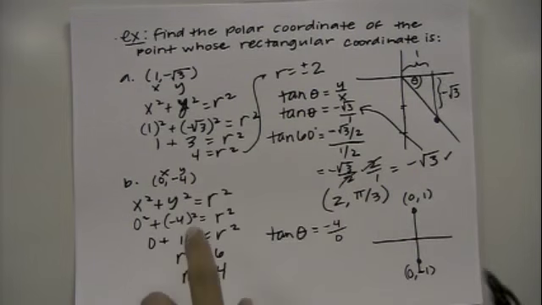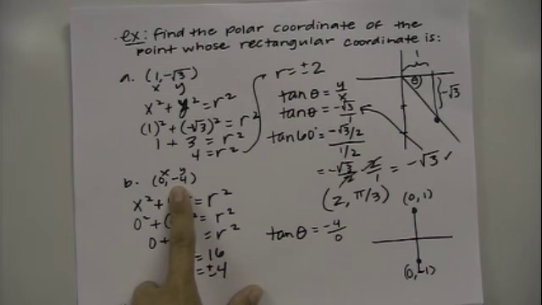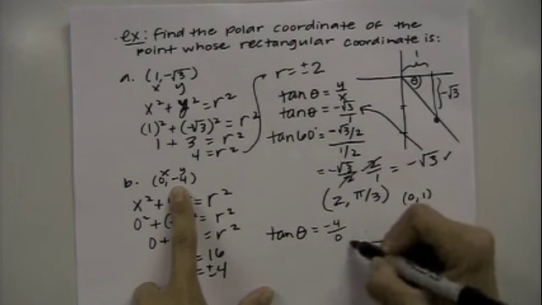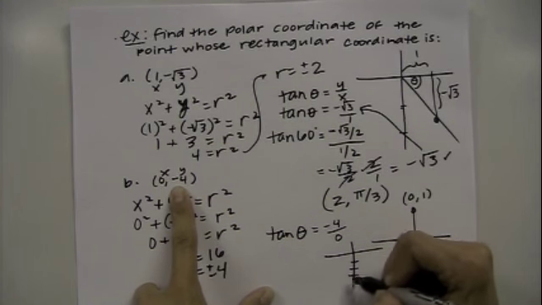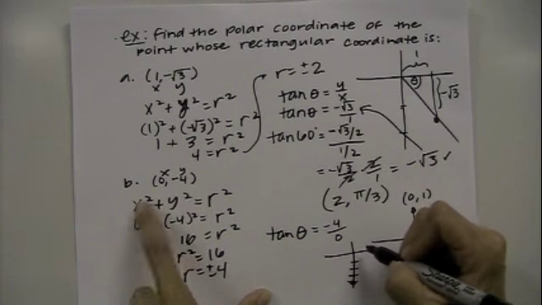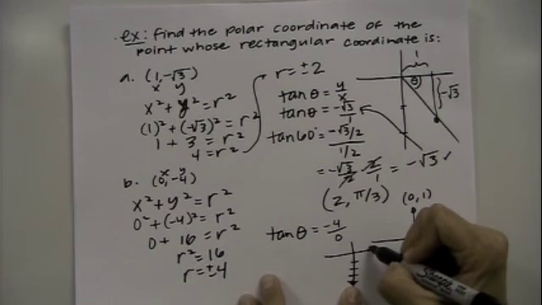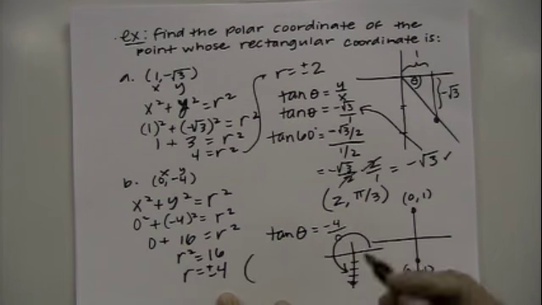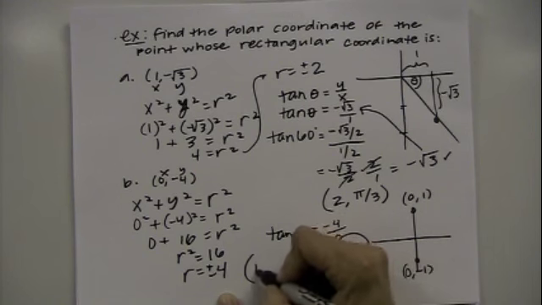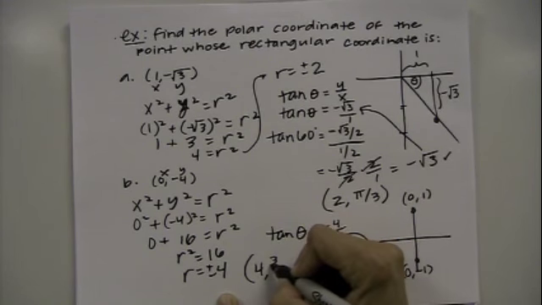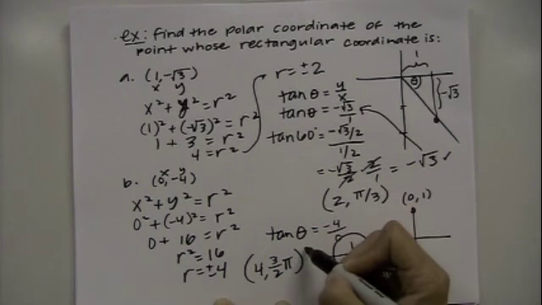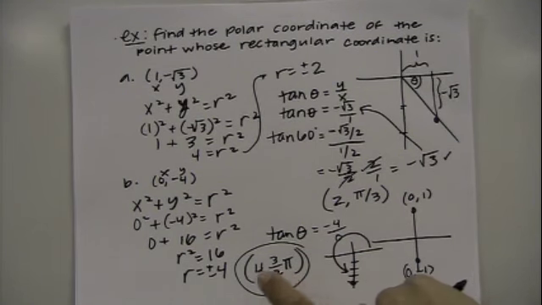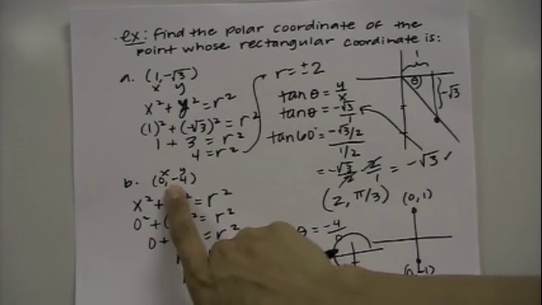But if you actually plot this point, 0, negative 4, it's actually going to be 1, 2, 3, 4 right here. So again, because it's that rectangular point, I'm trying to describe this in polar coordinates. You definitely could just describe it as going out 4 and rotating 3 pi over 2. So again, that would be your polar coordinate for the given rectangular coordinate.